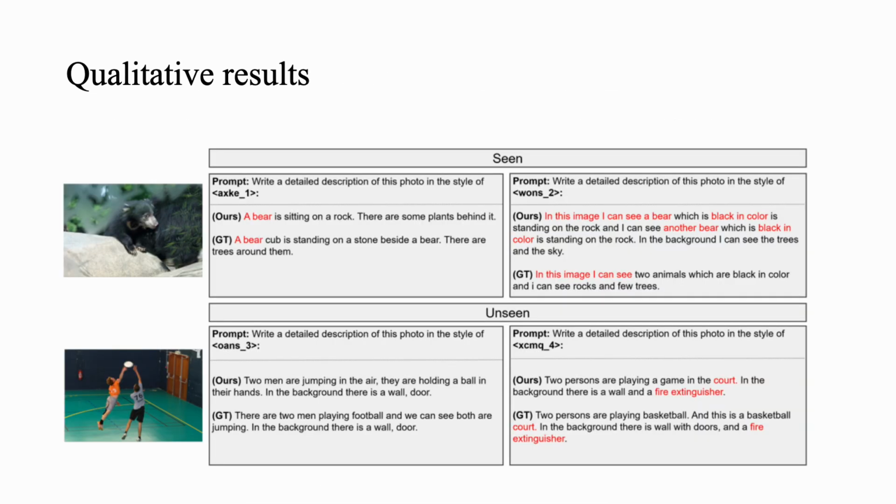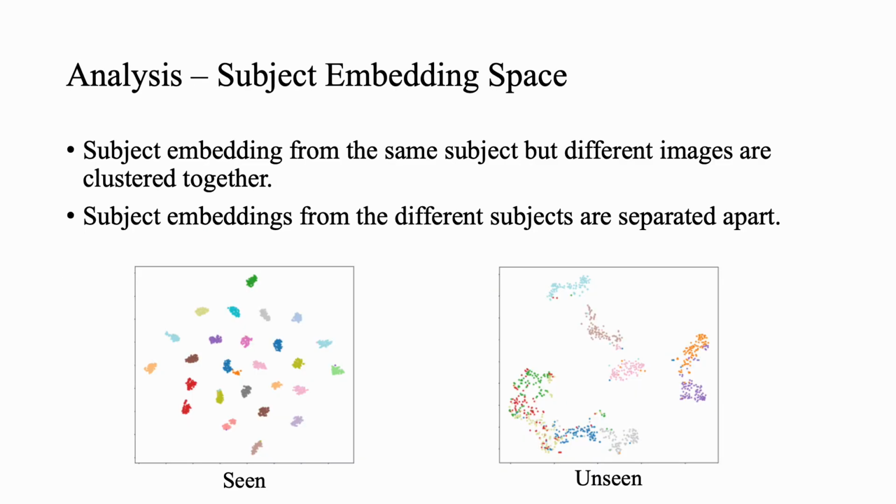Here are some qualitative results of both seen and unseen subjects on Localized Narratives, and we have more visualizations in the main paper and the supplementary. An interesting thing is the subject embedding space, because we have implemented contrastive learning. We can see that in both the seen and unseen subject spaces, the subject embeddings from the same subject but different images are clustered together, and those from different subjects are separated apart.